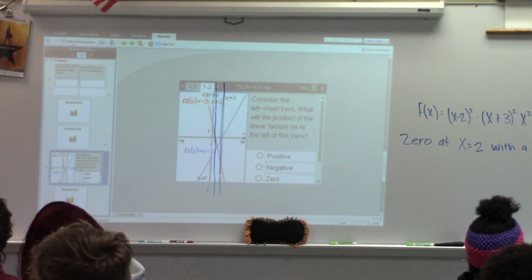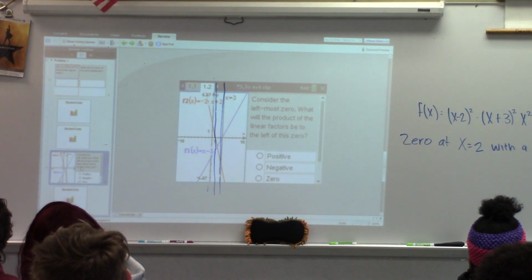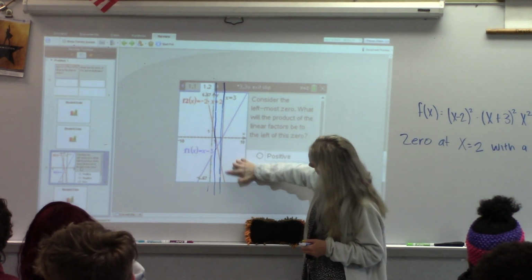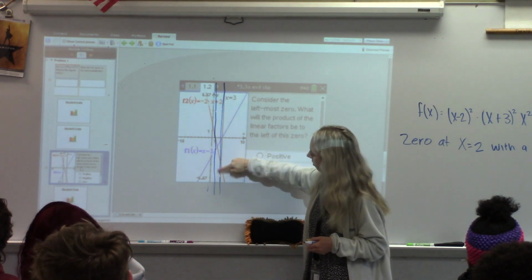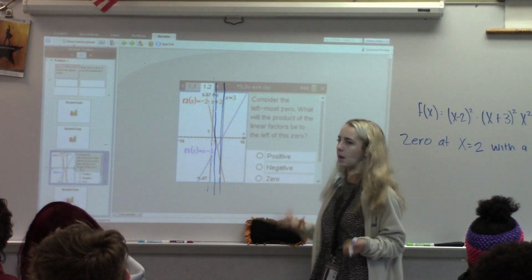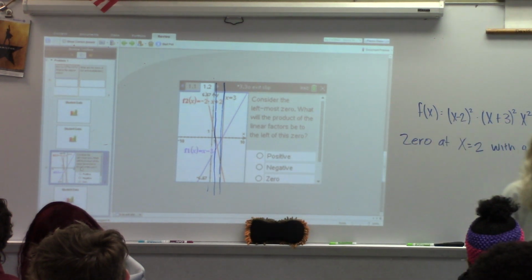So can I ask you, what would the product be in the rightmost region? On this side, this factor is positive or negative? And this one is positive or negative? So what would that product be? Okay. Everyone else good on that?